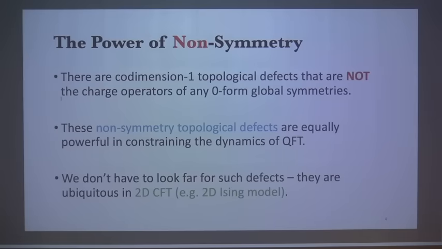So the slogan of the talk today will be the power of non-symmetry, instead of the power of symmetry, as we have heard a lot this morning. I will loosely refer to this defect as the non-symmetry topological defect. The technically more precise term will be non-invertible defect, for reasons that we will see momentarily. But in this talk, I would like to contrast the symmetry defect with these non-symmetry defects more clearly, so I will use this more sloppy terminology. As it turns out, these non-symmetry topological defects are equally powerful in constraining the dynamics of quantum field theory.